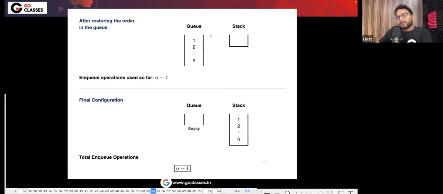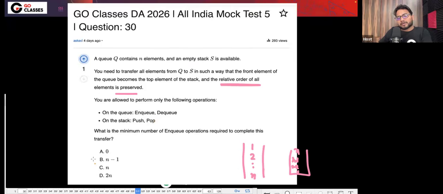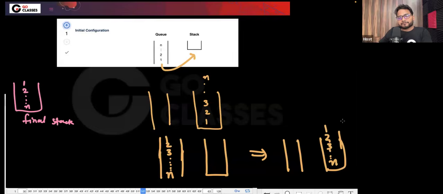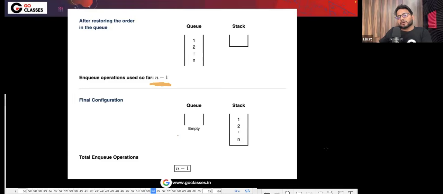So how many enqueues have you done till now? n minus 1 enqueues. And then you can just dequeue, and then you can do your thing. So basically you need n minus 1 enqueues, you don't need n enqueues. So B is the correct answer. It was a good question, and B is the correct answer here: n minus 1 enqueues are required.